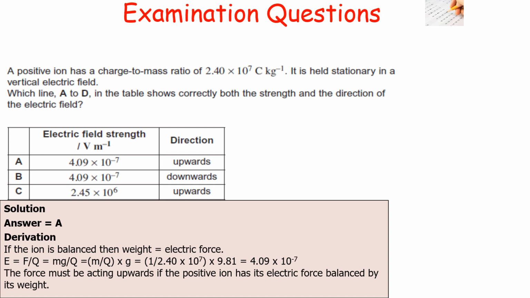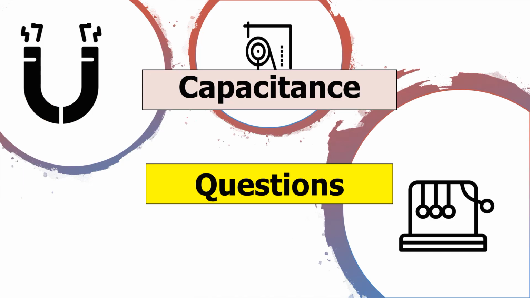So we can work that through to say that it's 1 over 2.4 times 10 to the 7, because we want the mass to charge ratio and we're given the charge to mass ratio in the question, multiplied by g, the gravitational field strength, 9.81 on Earth, and we get 4.09 times 10 to the minus 7. Now again, this force must be acting upwards if the positive ion has its electrical force balanced by the weight, because if the two forces are balanced and weight always acts downwards, therefore the electrical field must be acting upwards. Let's have a look at a few questions now on capacitance.